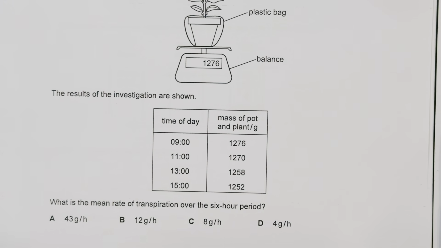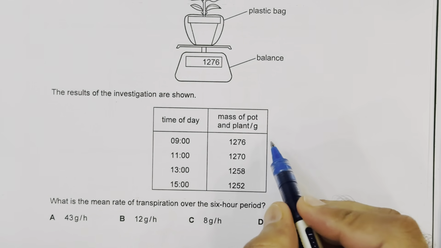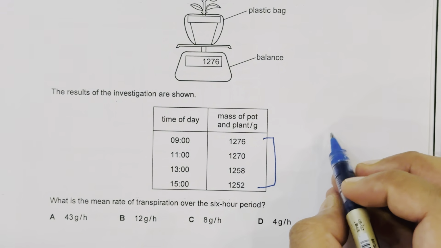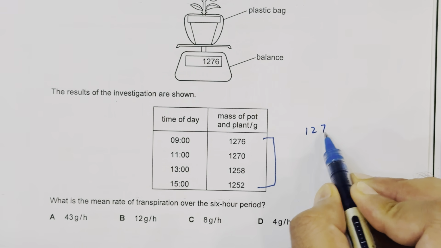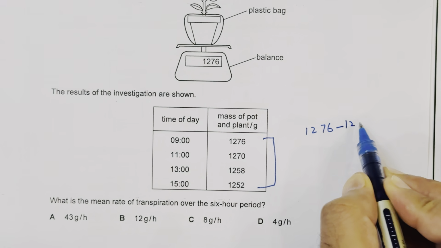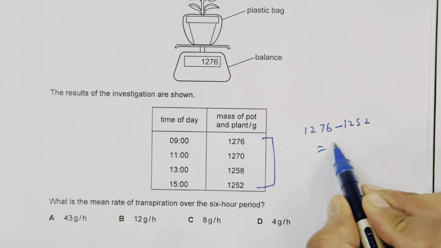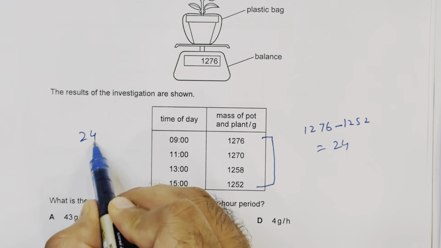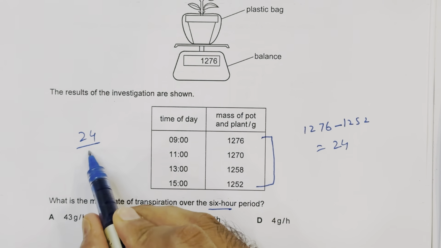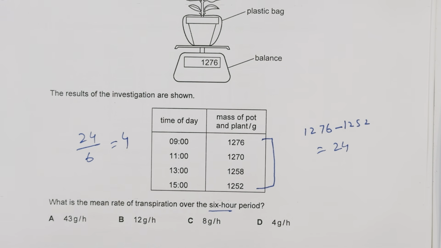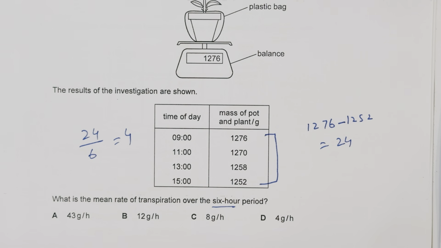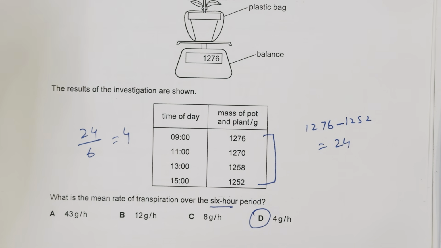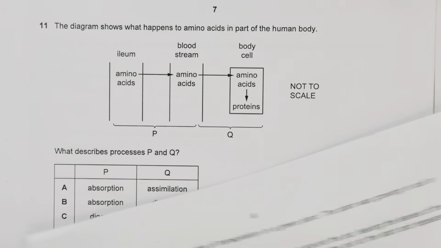So first we need to find the difference between 1276 that was the start and 1252 which was at the last. So 1276 minus 1252, we get the answer that is equal to 24. Then we need to convert it into hourly rate, and total hours are 6 hours. 24 divided by 6, we get the answer 4. So option number D is carrying 4 gram per hour. So this is the right option. Moving to question number 11.